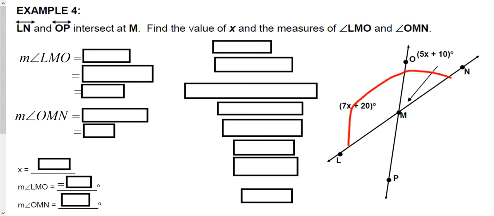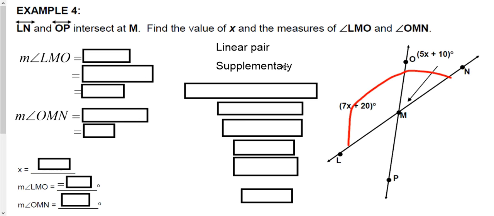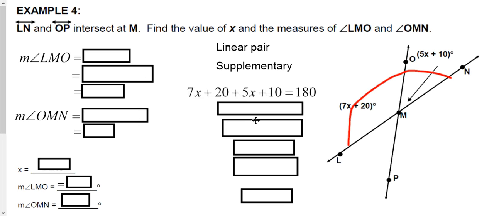Where is my equation for that in this mess? I'm guessing here's the linear pair in the picture. They are supplementary. They add up to 180, a linear pair does. So here's finally the equation. This angle plus this angle equals 180.